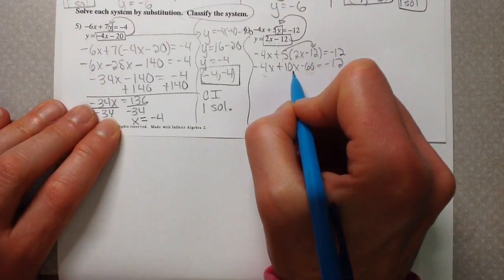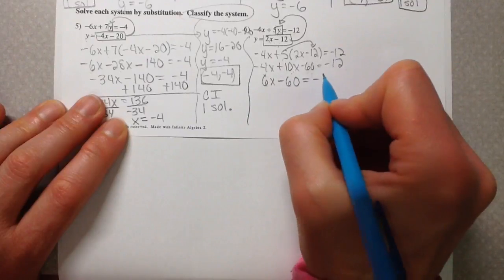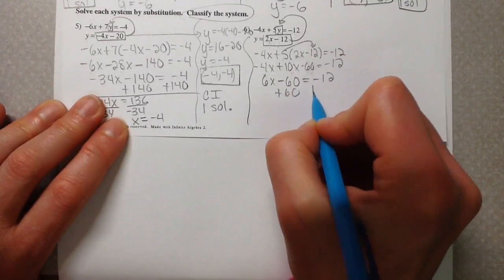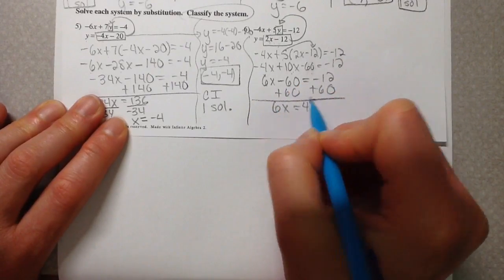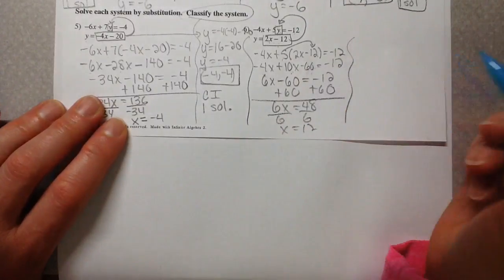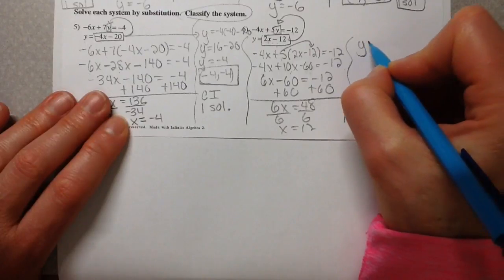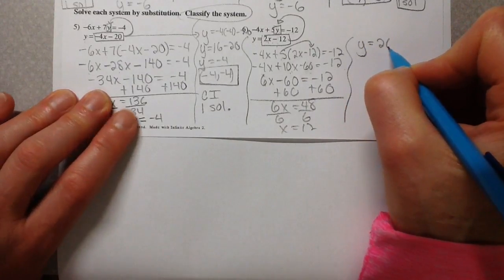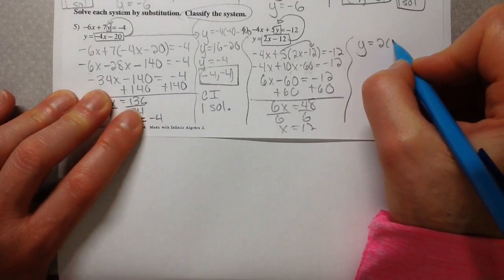Now we can combine like terms, and we'll get 6x minus 60 equals negative 12. And when I add 60 to both sides, I get 6x equals 48, dividing by 6, x equals 12. Now I just need to solve for y. So I'm going to say y equals 2 times 12.